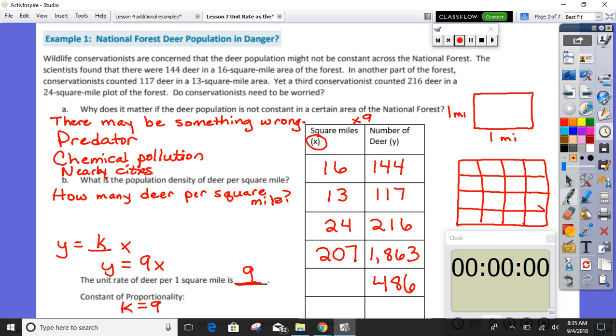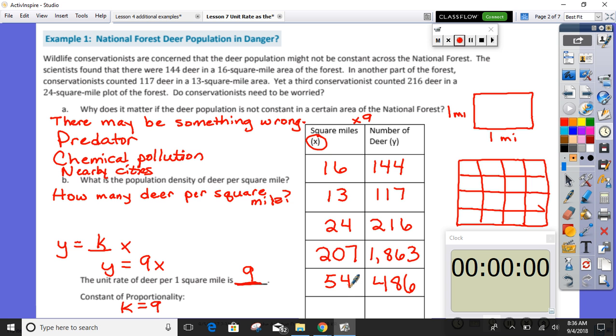Volunteer for the number of square miles in which you would find 486 deer. Charlie. 54 miles. And can you tell us what you did to get 54? I divided 486 by 9 and got 54. Okay, so when we're going from right to left on the table, we need to do division. We need to do the opposite of multiplication, so that now that we have this 54, we could do 54 times 9 to give us 486. Okay, any questions about that?